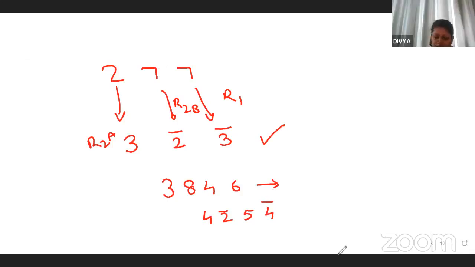Sir, in this scenario also, for the third number, we applied the rule of 10 only, right? We will not go back. Only if it is together, we'll go back to rule 2B. Okay, I'll explain.